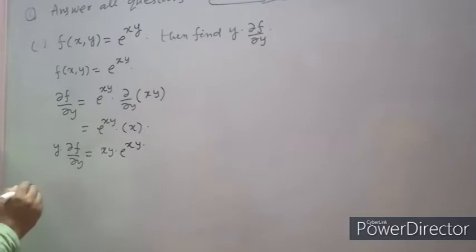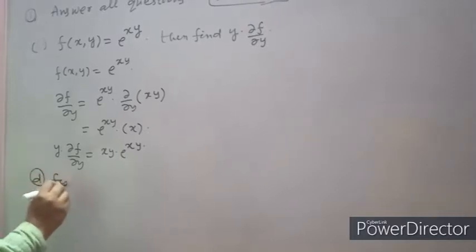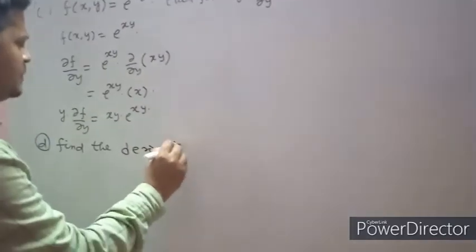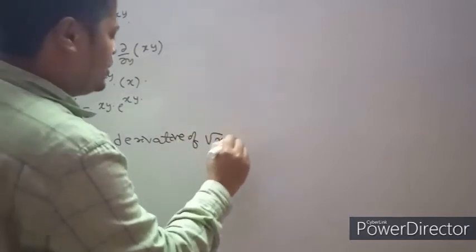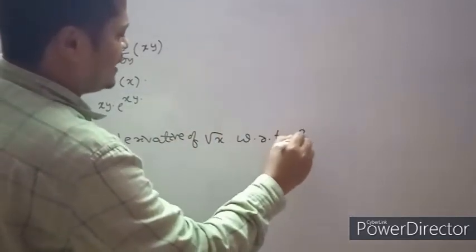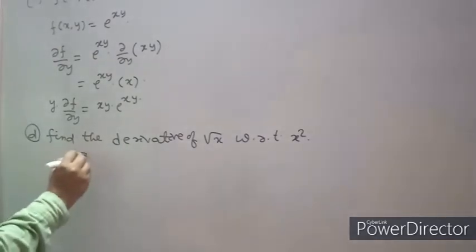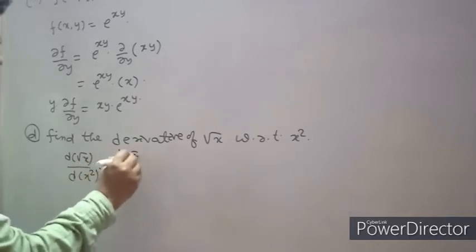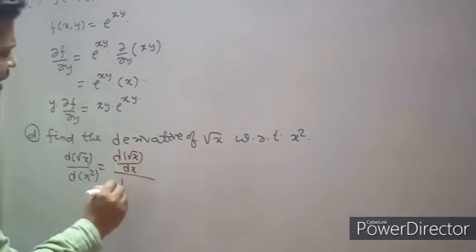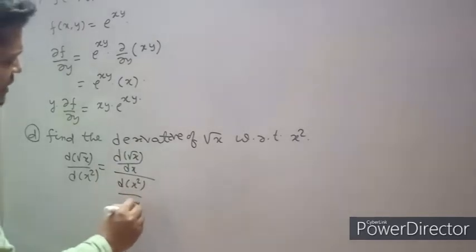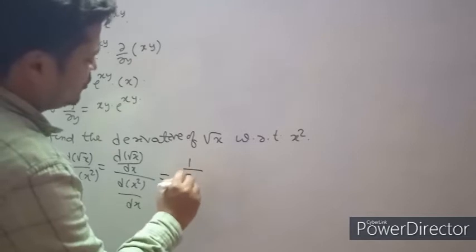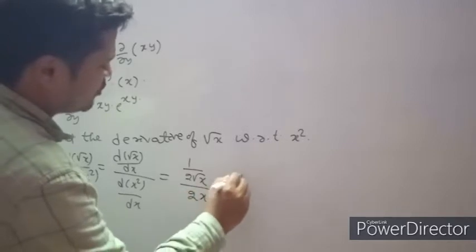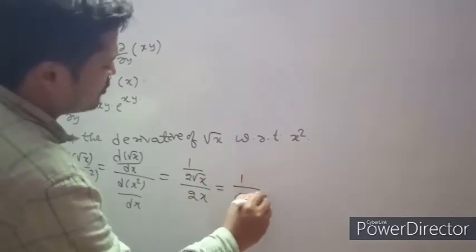Now come to question number D. Find the derivative of root x with respect to x square. So essentially you have to find d root x by d x square, that can be written as d root x by dx divided by d x square by dx. So the numerator is 1 upon 2 root x. d of x square with respect to x is 2x. So what you get? 1 by 4 x to the power 3 by 2.